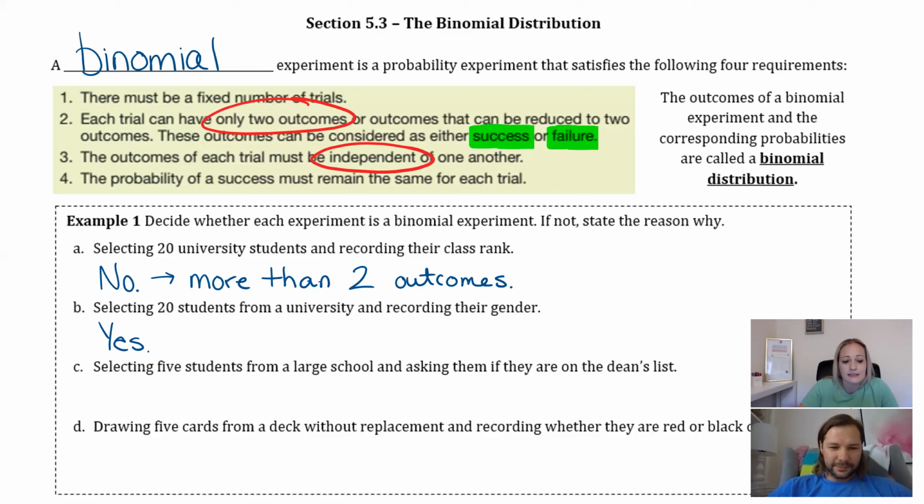Okay, part C says selecting 5 students from a large school and asking them if they are on the dean's list. So we're selecting 5 students. What are the outcomes there when you ask someone if they're on the dean's list? Yes or no? Yeah, yes or no. So there's only 2 outcomes there, so that's good. Are the outcomes independent of one another? Yeah, I mean, the answer that one person gives you isn't going to change the answer that the next person gives you. So they are independent of each other. And those are the 2 main things that you're really checking here. So yes, that is a binomial experiment.